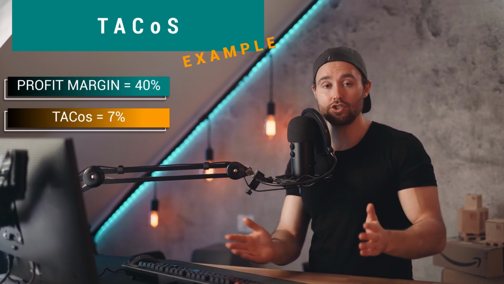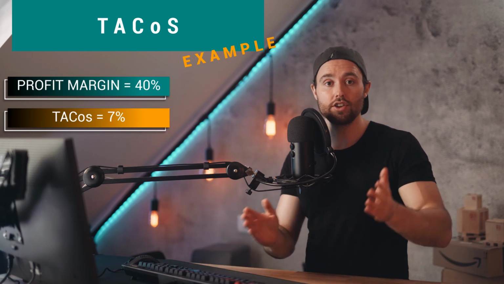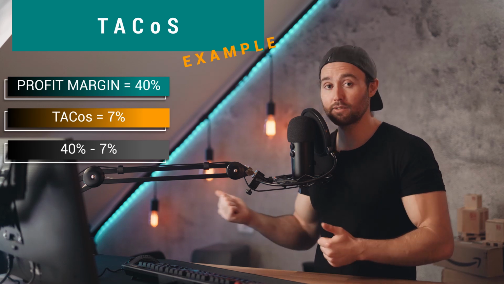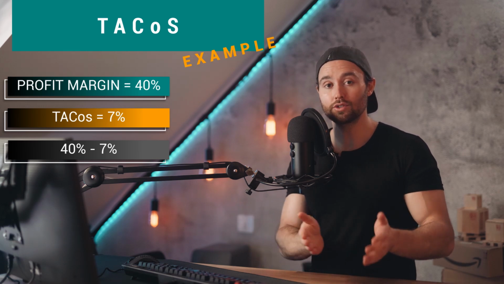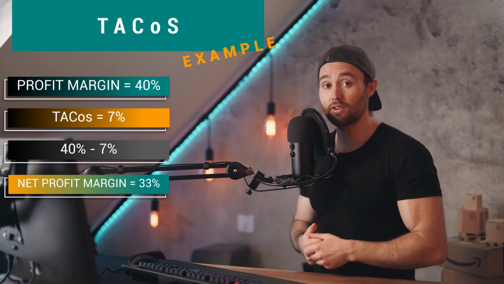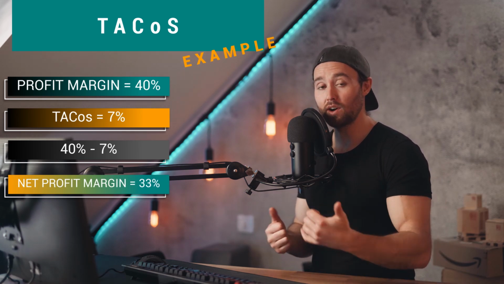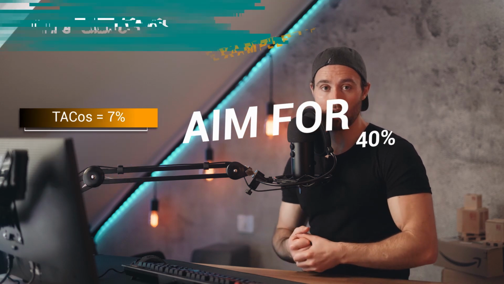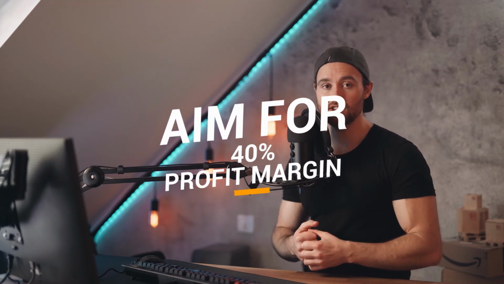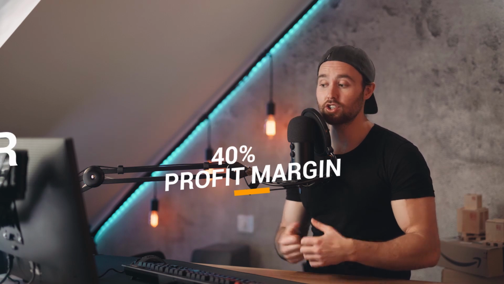And where this can also help you is, let's say you know your overall profit before considering ads, because of course we don't know what that exact expense is going to be ahead of time. But let's say your overall profit margin is 40% and you have a TACoS of 7%. You can take 40% minus 7% and you know your net profit margin is 33%. And that again is why I always recommend you aim for a 40% margin on products, not 33%. Aim for 40% in your research, because it's going to give you that little bit of leeway for things like ad spend.